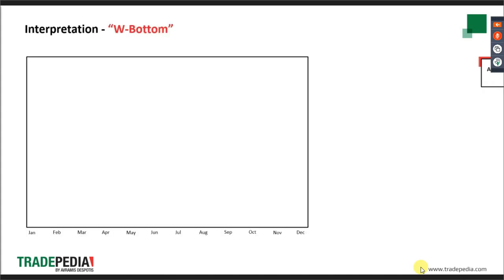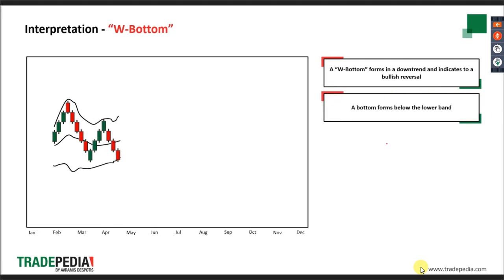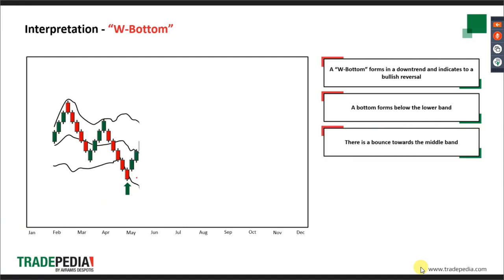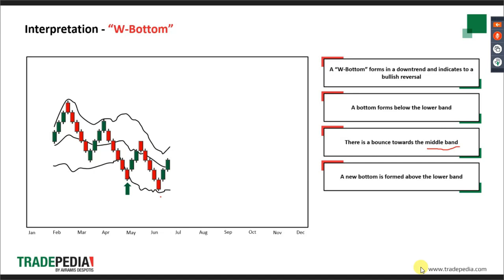One of the signals from Bollinger Band is a W bottom. The W bottom forms in a downtrend. For example, the market is going down, making lower high, lower low, lower high. This area where it came out of the band might be the first formation of your W. Then it bounced towards the middle band, and a new bottom is formed right above the lower band. So you can see this W pattern forming within the Bollinger Bands.